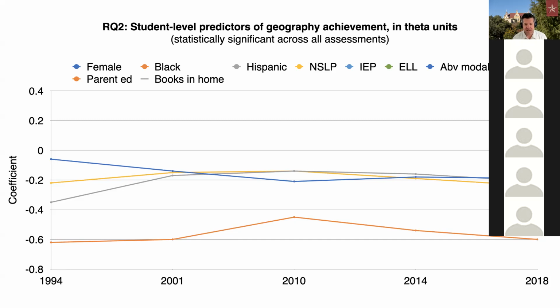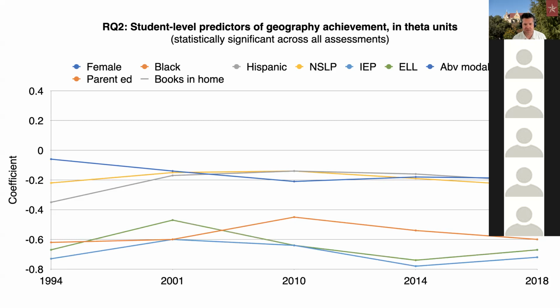But the largest achievement gaps we can see are for students who are classified IEP, students with disabilities. These are pretty large effects, from almost 0.75 standard deviations lower in 1994, and about that point as well in 2018. And we see post 2001 that achievement gap really starting to widen. It's a fairly similar pattern for students who are classified as English language learners.